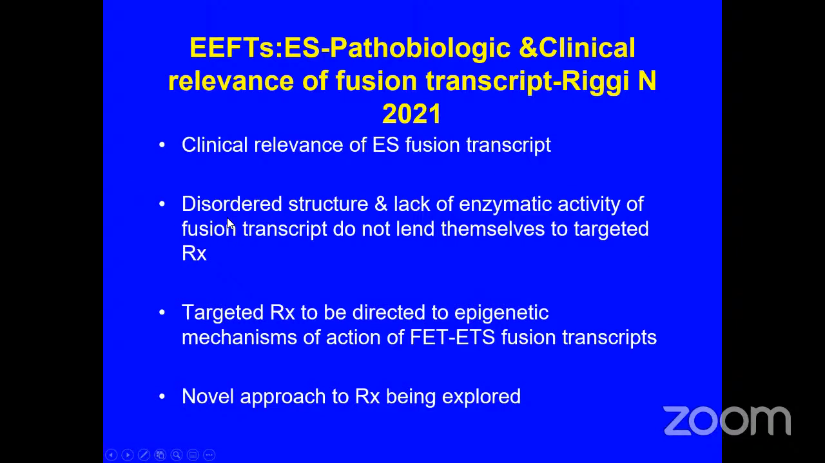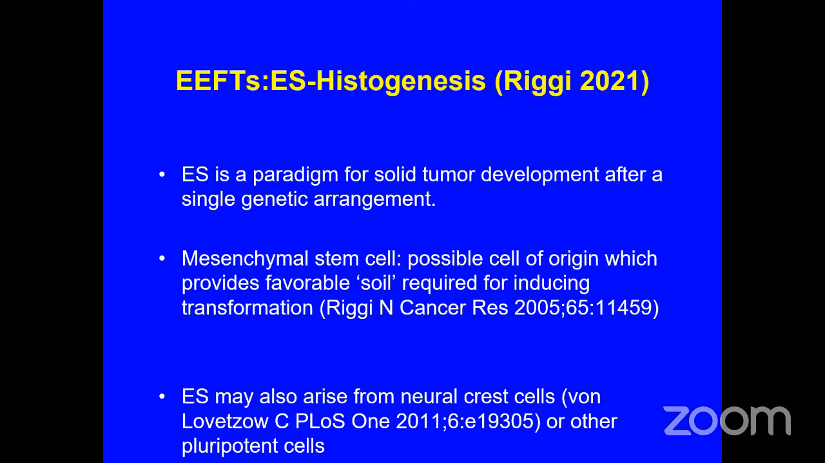However, there is a problem because of the disordered structure and lack of enzymatic activity of the fusion transcript. Because of this, the fusion transcript does not lend itself to targeted therapy. And therefore, targeted therapy is now directed to epigenetic mechanisms, which I pointed out in one of the slides. I didn't read it out to save time, but there are epigenetic mechanisms also involved in the tumorigenesis related to the EWS1 gene. And therefore, these are now being explored for developing targeted therapy. So a novel approach to therapy is being pursued.